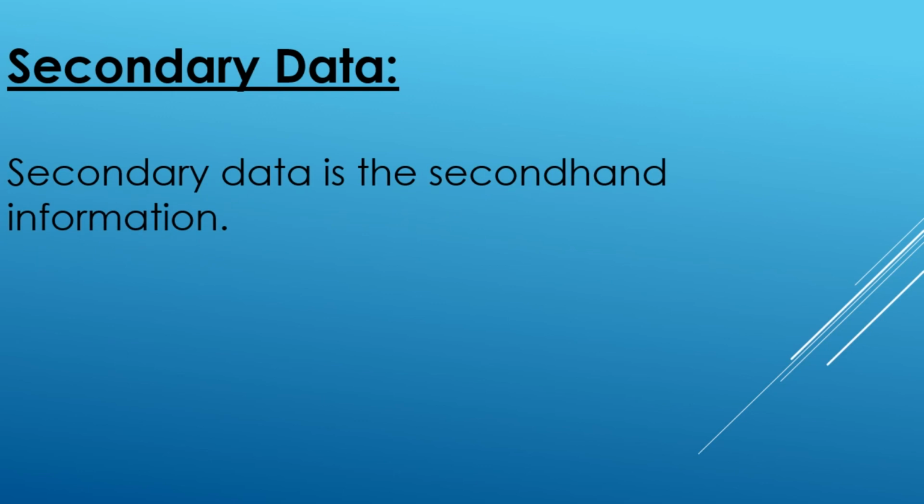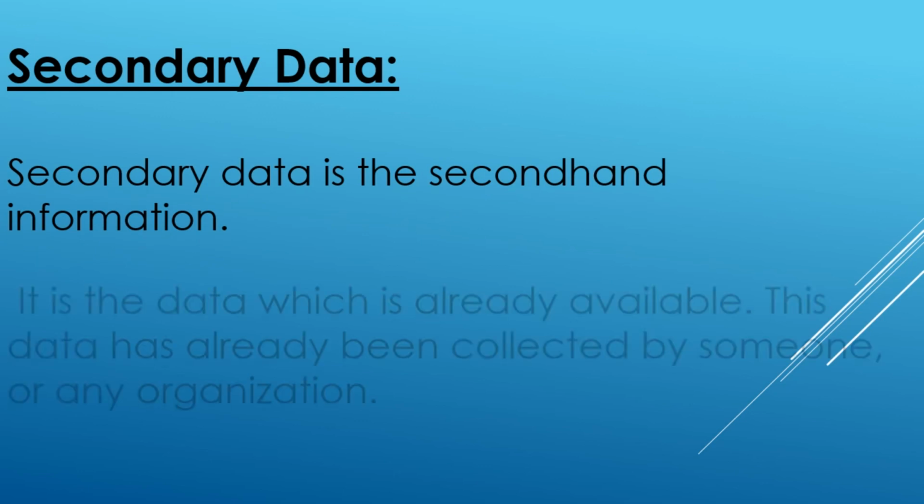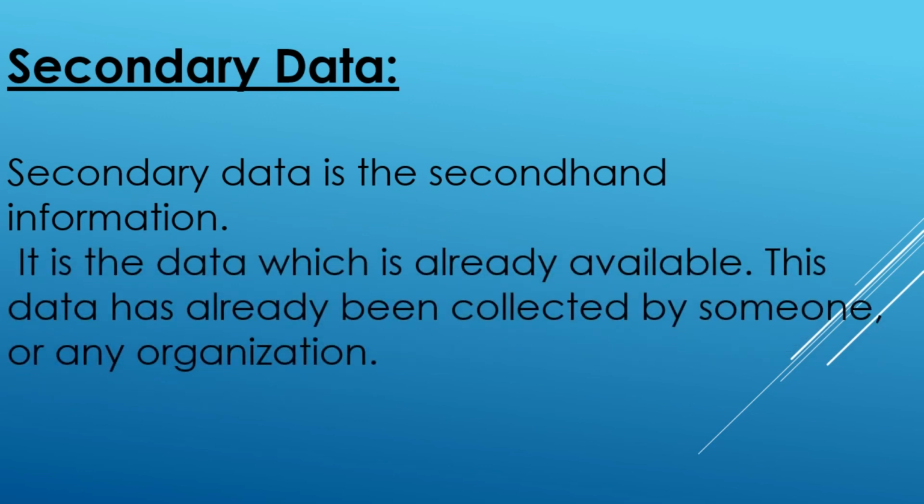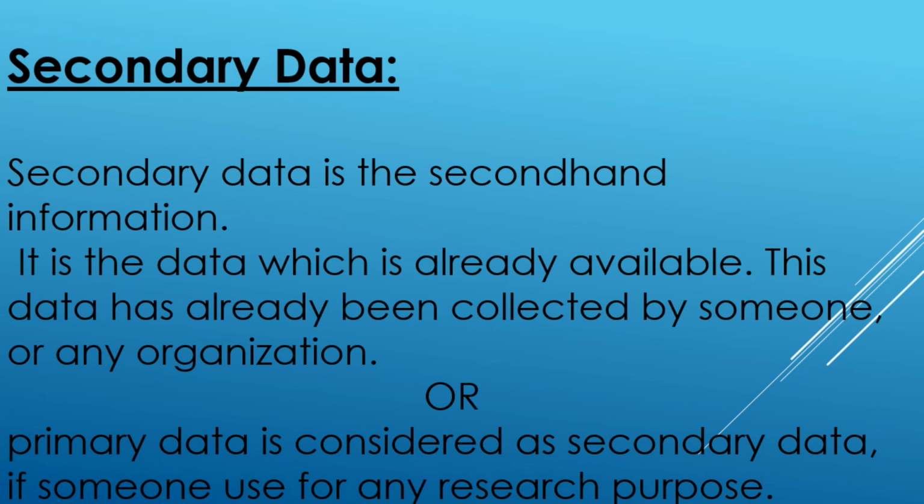Okay, now what is secondary data? Secondary data means it is second-hand information, and the data has already been collected by someone or some organization. It means this data is already available. Or in other words, we can say that primary data is considered as secondary data if someone uses it for any research purpose.